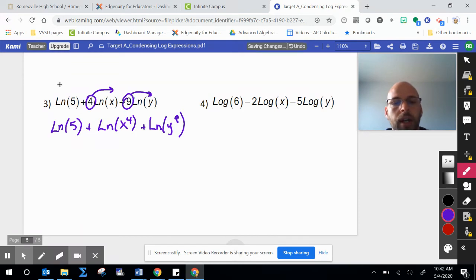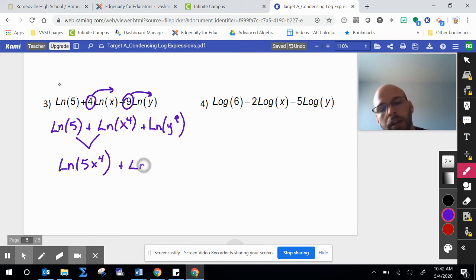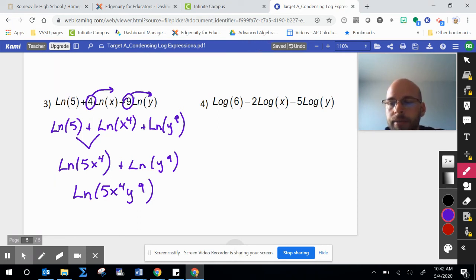Okay, and now I'm just going to piece 2 together at a time. The ln of 5, and because it's plus, we're going to multiply, right? And you can see that I have another natural log added. So I need to multiply again. So 5x to the 4th times y to the 9th. And then that would be my final answer.